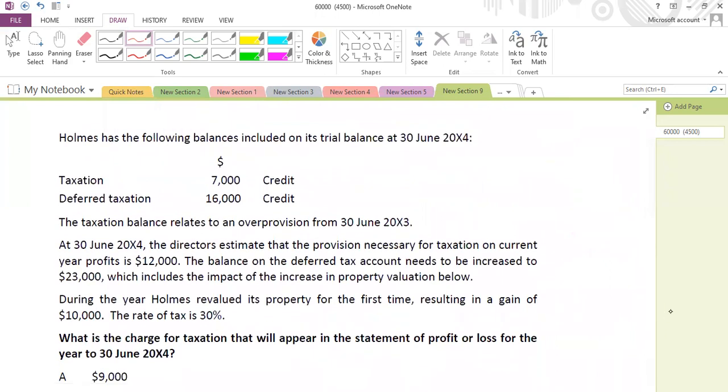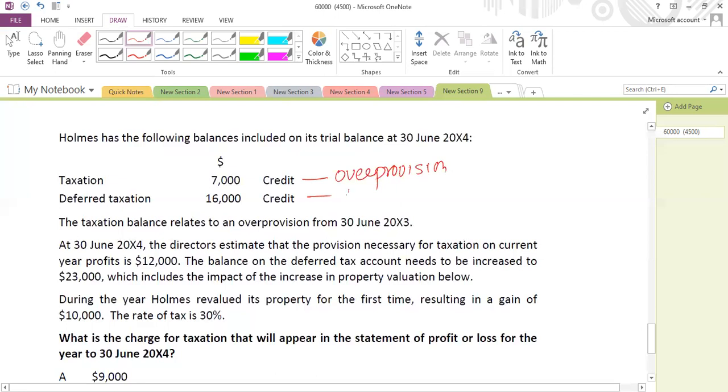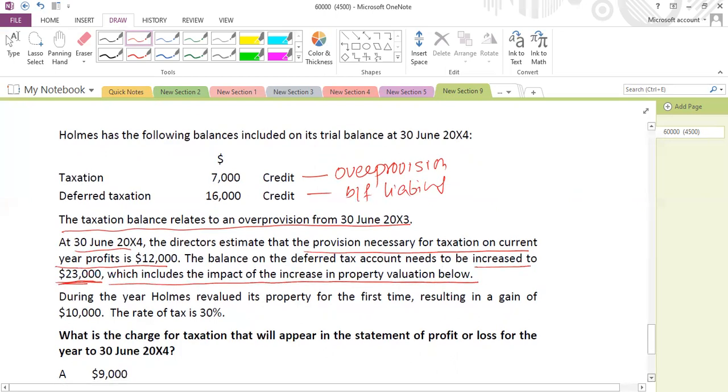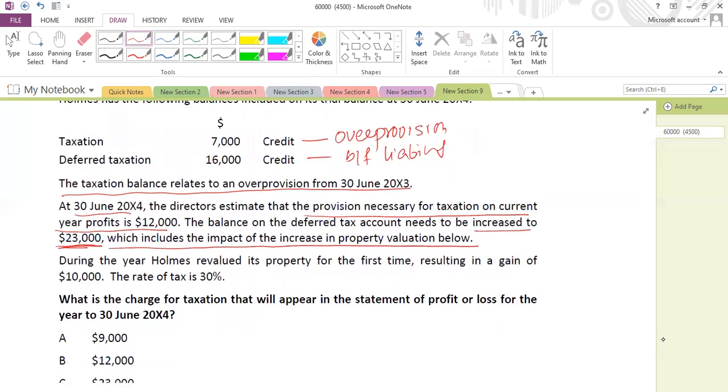Following are the balances in trial balance. Taxation credit balance, again over provision. Deferred tax credit balance, brought forward liability. This is represented by an over provision. At year end, the director estimates that the provision necessary for current year profit is 12,000. The balance on the deferred tax account needs to be increased to 23,000, which includes the impact of the property valuation below. So deferred tax is to be increased to 23,000.